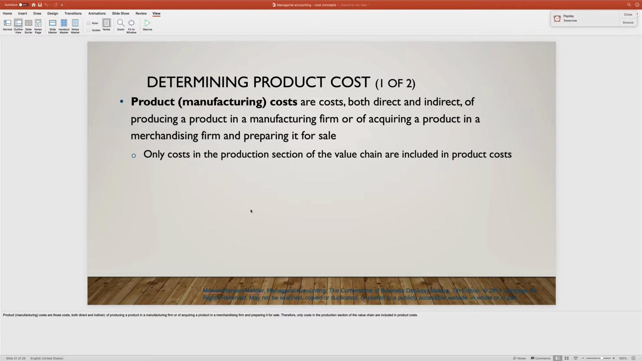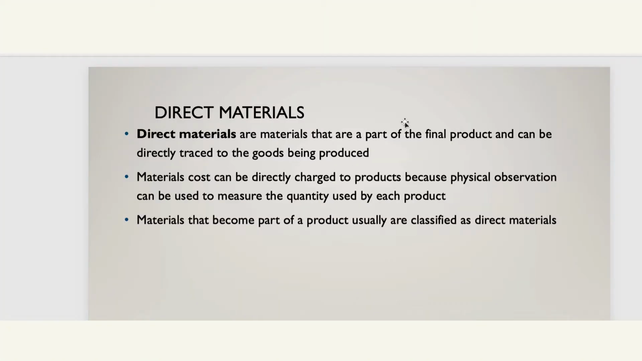So, all of this talk about costs has really been oriented towards trying to figure out what your products that you're making cost, your cost of goods sold, really. And so when we think about the costs of a product, there are both direct and indirect costs, as we've been discussing. Okay, so the first thing we want to talk about is direct materials, and direct materials are part of the final product, and they are directly traceable to the goods being produced, as we discussed.